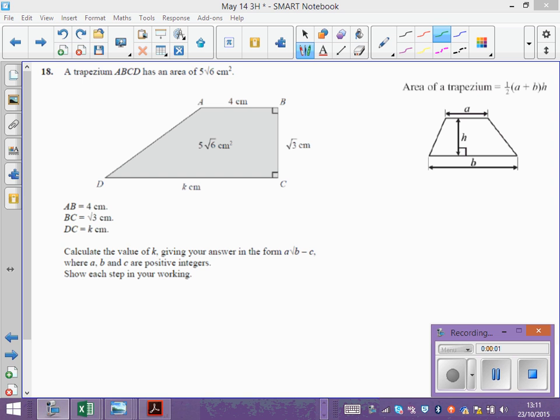Question about the area of a trapezium. So we need to know the formula for the area of a trapezium, and it's given to you in the front of the exam paper. We add the parallel sides, A and B, divide by 2, multiply by the perpendicular distance between them.